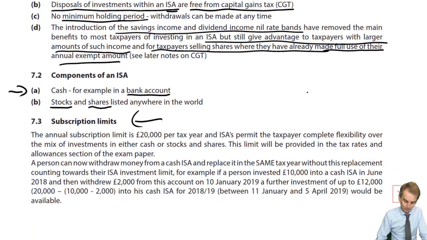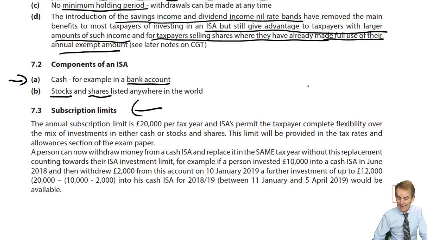Final bits here. Subscription limits. Again, basically £20,000 a year, if you want to take full advantage of ISAs, and you can split that any way you like between your cash deposits and your shares held within the ISA. Okay, again, you can read and learn about those later in your studies.